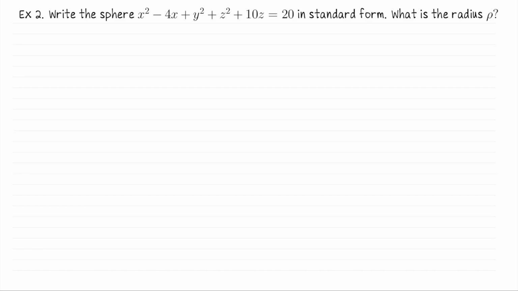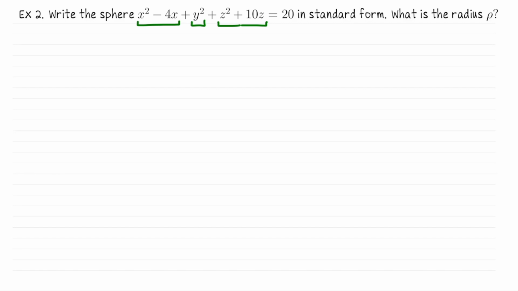Okay, for our second example, I claimed the equation x squared minus 4x plus y squared plus z squared plus 10z equals 20 is a sphere. The way it's written, it doesn't look like the standard form of a sphere that we just had in the previous example, so we're going to take this equation, convert it into standard form, and then from that we can identify what the radius rho is. Okay, so if we look at this equation, we have a squared x term and a minus 4x. And then we just have y squared, we don't have any other terms with y. And then we have z squared plus 10z.